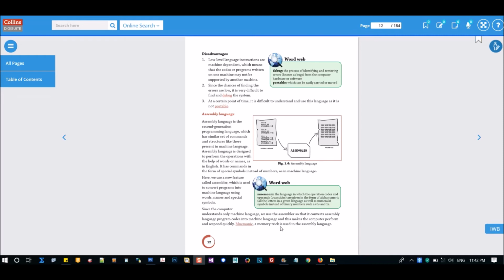Mnemonics, a memory trick, is used in the assembly language. So here the name mnemonics means a memory trick. The mnemonic system is used, and this is a new trick that we use in the assembly language. So there's a difference between machine language and assembly language here, even if they are both low level languages. Okay, let's go to the next page now.